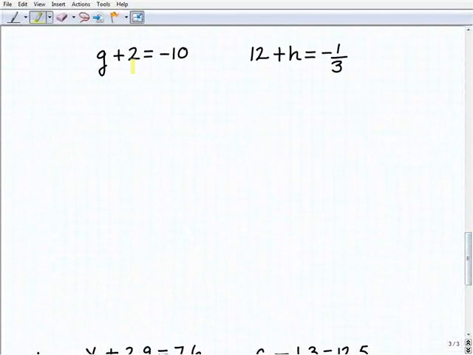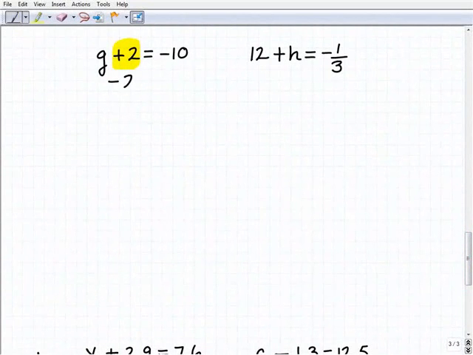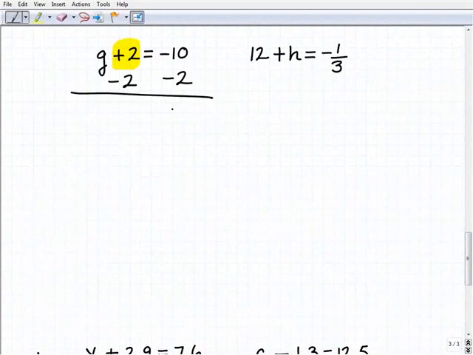So I have g plus 2 equals negative 10. I got a plus 2 here after my variable, so I'm going to subtract 2 from both sides of the equation. And let me stress once more that you should be writing your work exactly how I'm doing it in this video, okay? You see how I'm lining up this negative 2 underneath the 2 and then negative 2 underneath this negative 10. There's other formats, but being that I'm teaching you, I really want you to use mine, okay? I really want to stress that.